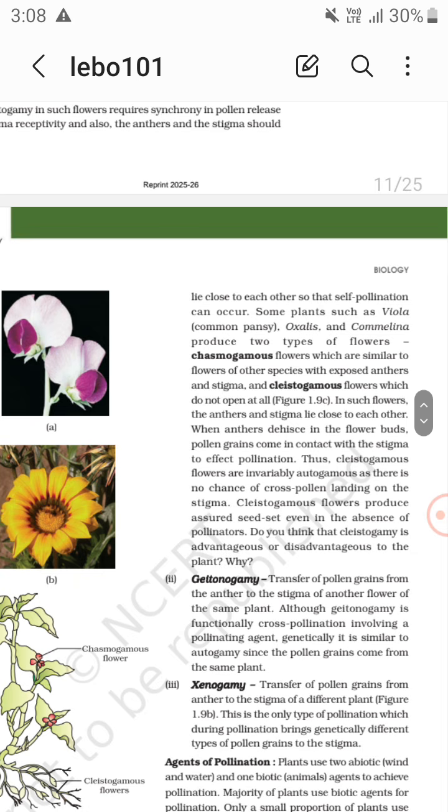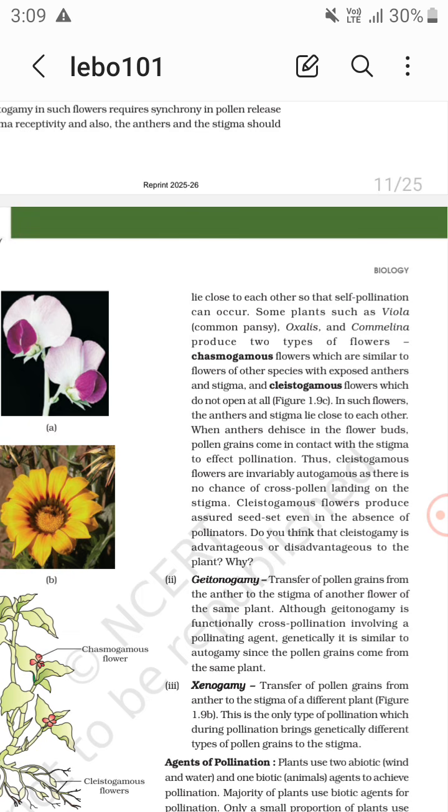Viola, common pansy, oxalis, and commelina produce two types of flowers: chasmogamous flowers and cleistogamous flowers. Chasmogamous flowers are similar to flowers of other species, with exposed anthers and stigma. So normal flowers that open are chasmogamous, and cleistogamous flowers do not open at all and remain closed. In such flowers the anthers and stigma lie close to each other, so self-pollination occurs.